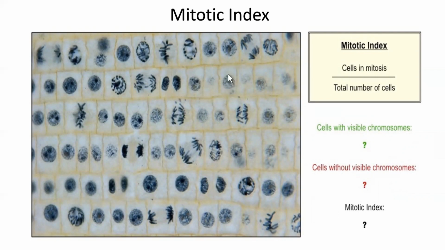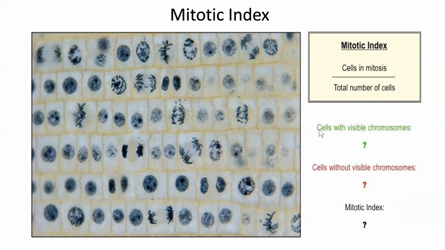The DNA has been stained this blue-black color, and then this is just cytoplasm around it. So we need to calculate mitotic index. To do that, you take the number of cells in mitosis, so the number of cells that are in prophase, metaphase, anaphase, or telophase, divided by the total number of cells.